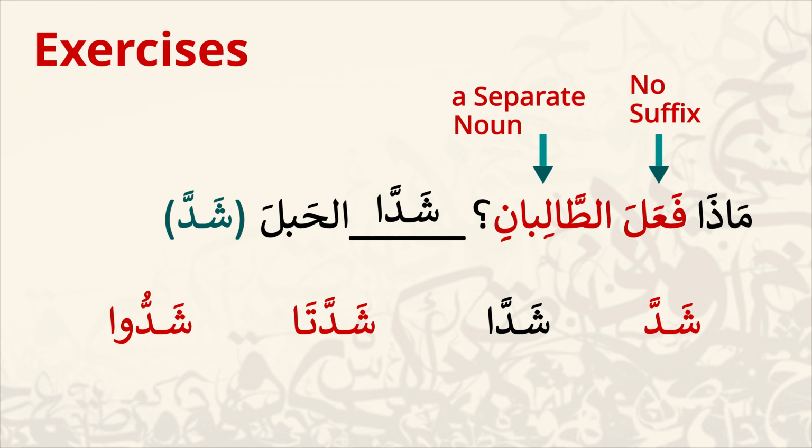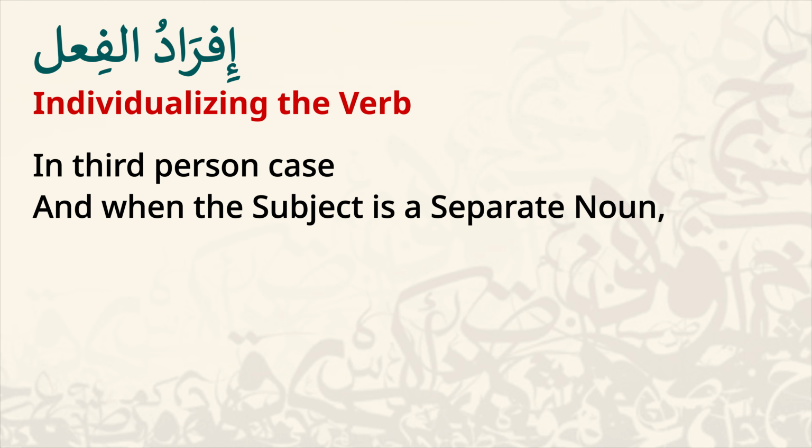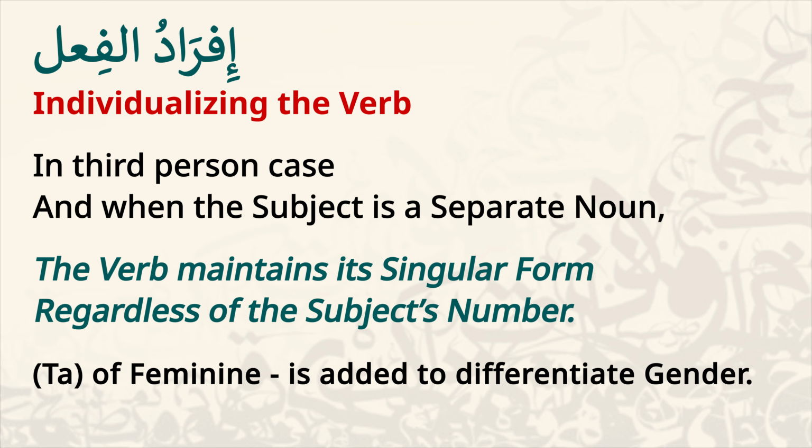This is a common rule in Arabic grammar called إفراد الفعل, which states that in third-person case, and when the subject is a separate noun, not a connected pronoun, the verb maintains its singular form regardless of the subject's number, which means the verb will be in the singular form even if its subject is not singular. However, تاء التأنيث is added to differentiate between masculine and feminine.